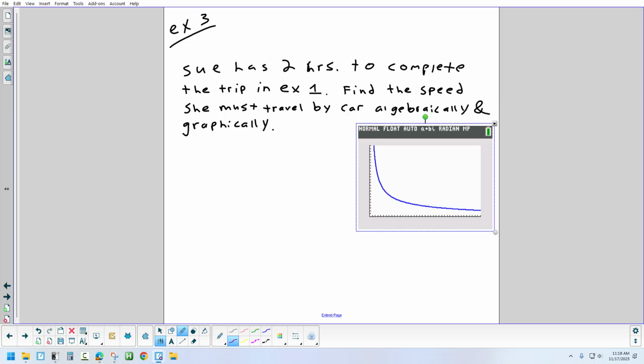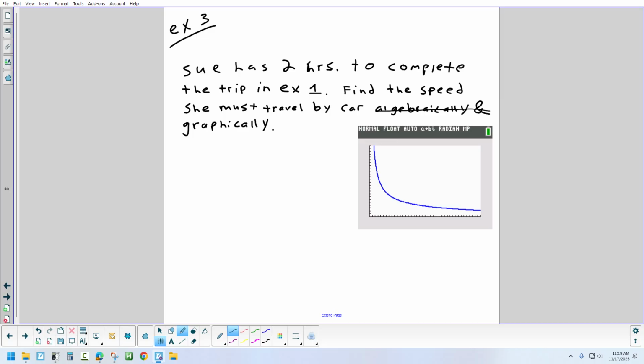So it says that Sue has 2 hours to complete the trip. We want to find how fast she must travel by car. We're not going to do it algebraically, though. We're going to do a lot algebraically in a little bit. So we're just going to do it graphically.